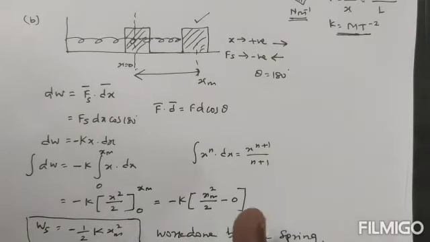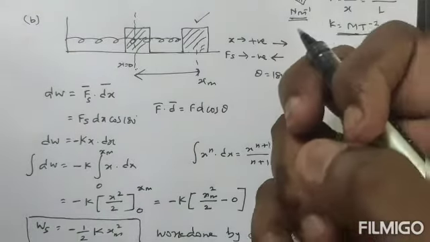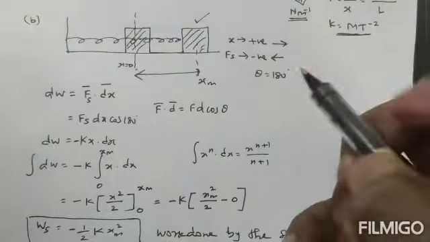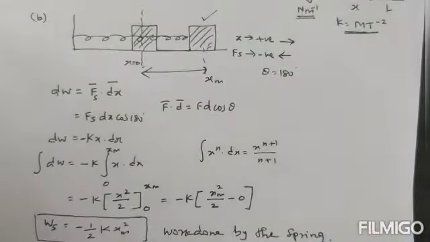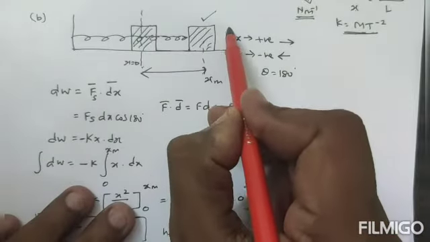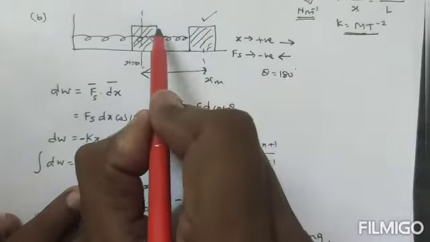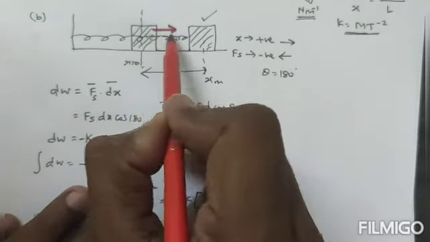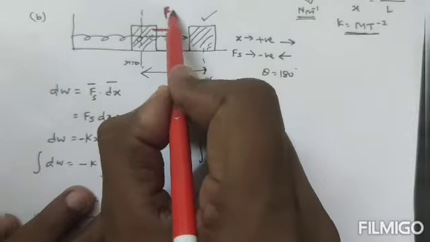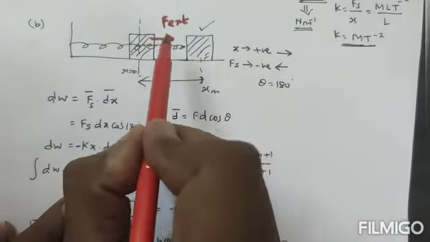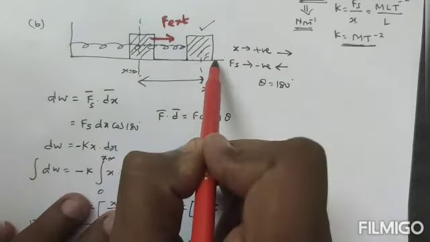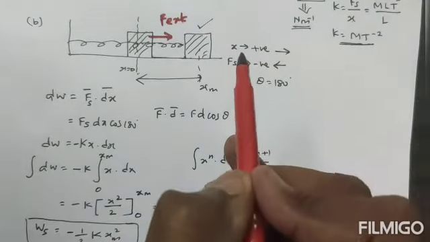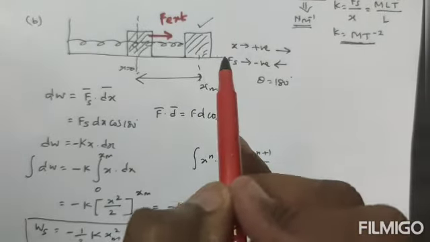Now again, in the same situation, what about the work done by the external force? Because only by applying the external force will the block be moved in the forward direction. So here, that is the work done by the external force. We apply the force in this direction. While applying the external force, this block is moving from x equal to 0 position to xm position. So what about the work done due to the external force?